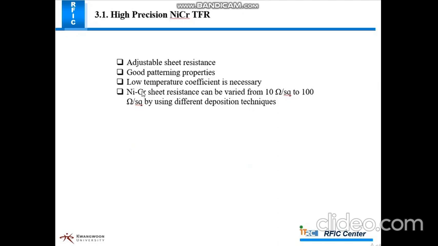First one is high precision nickel chromium TFR. We use this because it has several advantages: adjustable sheet resistance, good patterning properties, and a low temperature coefficient is necessary. Nickel chromium sheet resistance can be varied from 10 ohm per square to 100 ohm per square by using different deposition techniques.